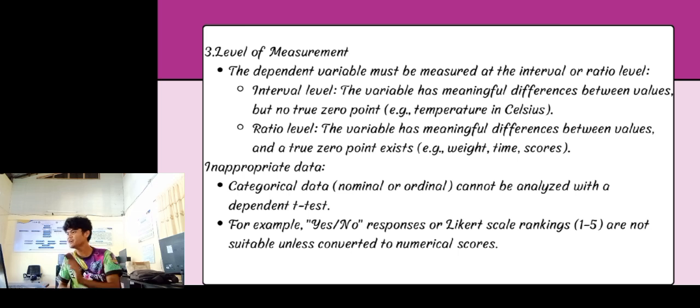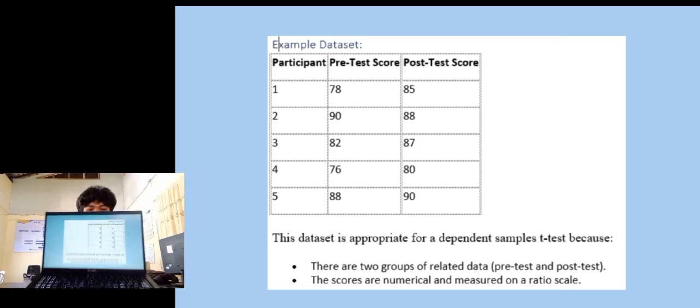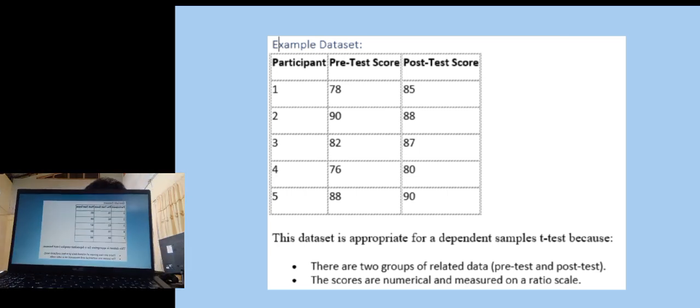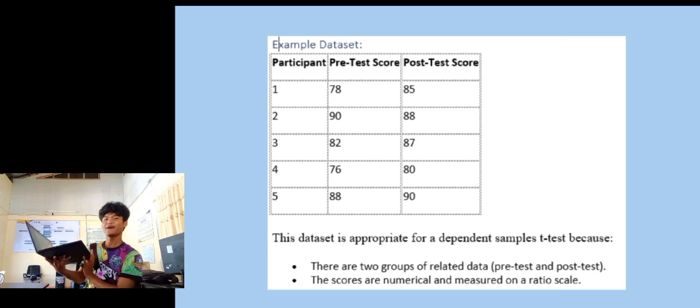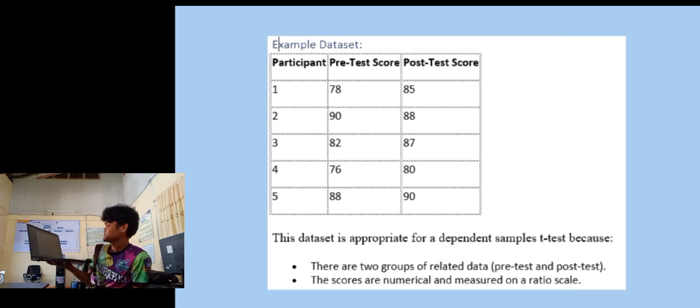So next, I have here example data: participant, pretest score, and post-test score. There are only five participants, and the pretest scores are also five.